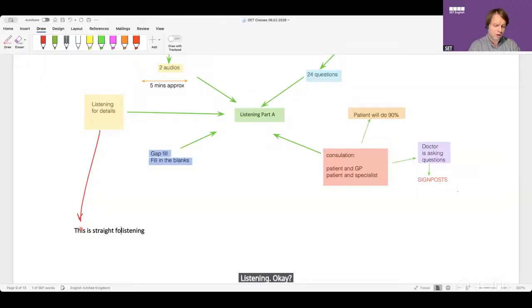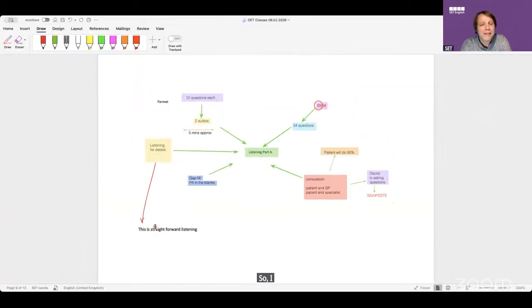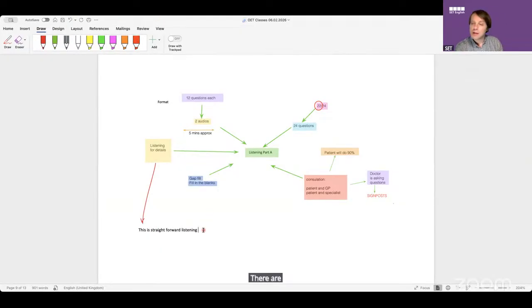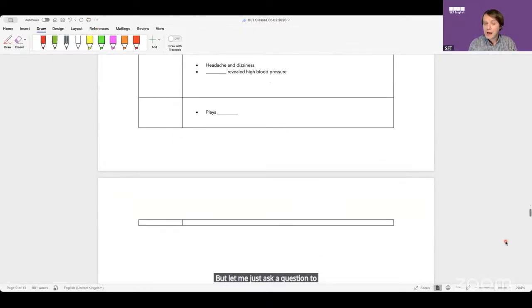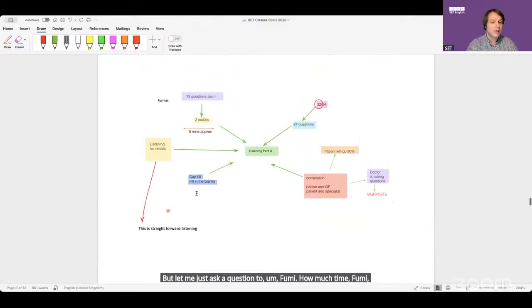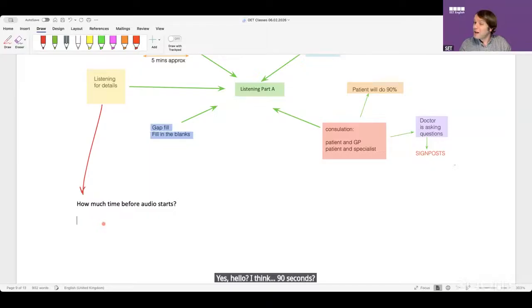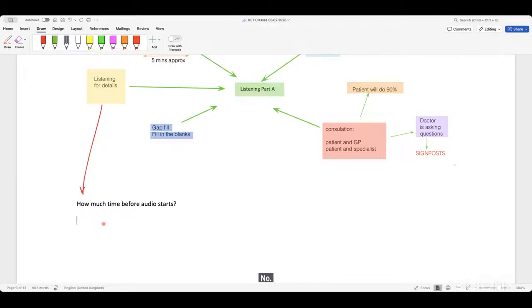You're focused on something. So I want to talk about techniques that you can use when you're listening for details. There are three that I always like to focus on, but let me just ask a question. How much time do we have before the audio starts? I think 90 seconds. Is that right, guys? I'm not sure about that. Thirty seconds before the audio.